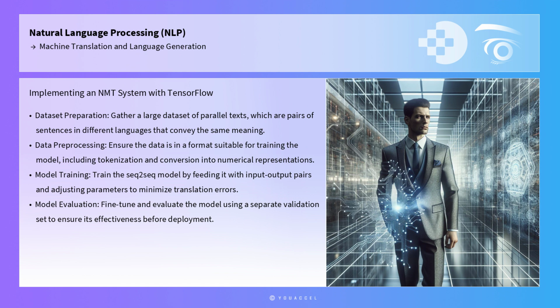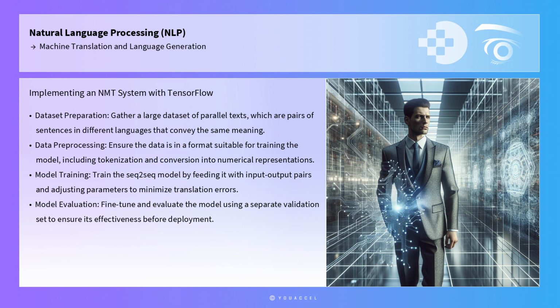To implement an NMT system using TensorFlow, professionals should first gather a large dataset of parallel texts, which are pairs of sentences in different languages that convey the same meaning. The next step involves pre-processing the data to ensure it is in a format suitable for training the model. This typically includes tokenization, where sentences are broken down into individual words or subwords, and conversion into numerical representations.